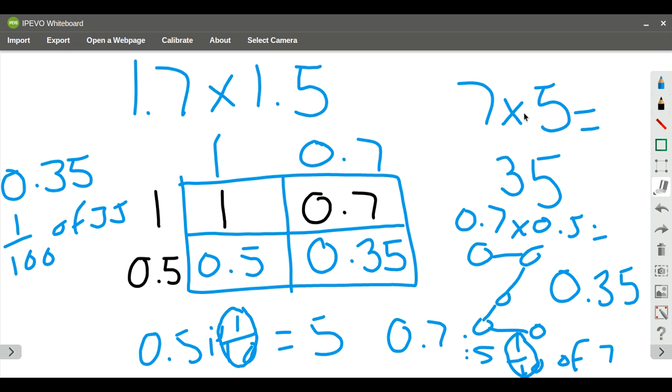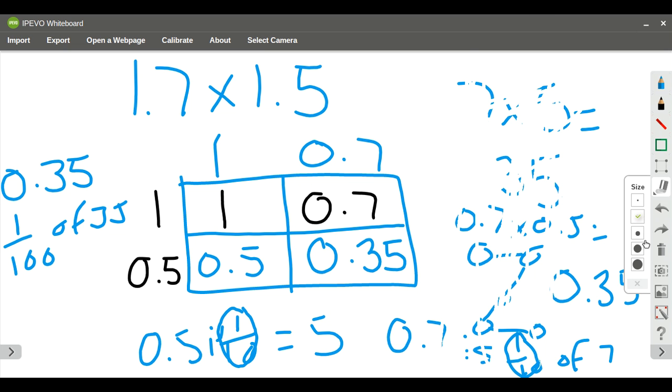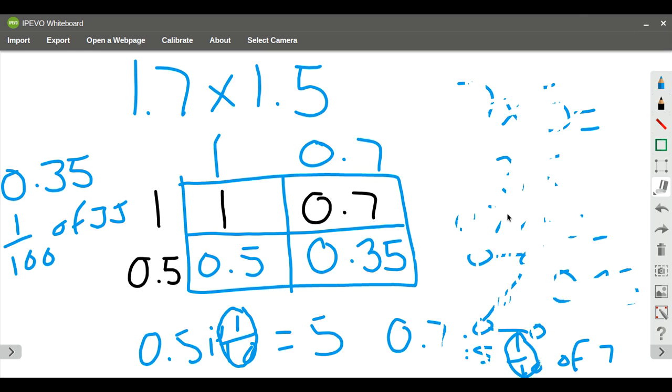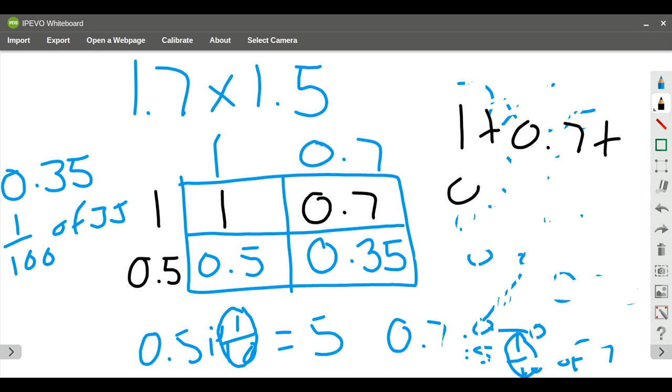What I need to do is I need to go ahead and add my partial products together. So I'm going to list out my partial products, and then I'm going to add them together. So now I'm just going to simply add. So I'm going to add 1 plus 0.7 plus 0.5 plus 35 hundredths.